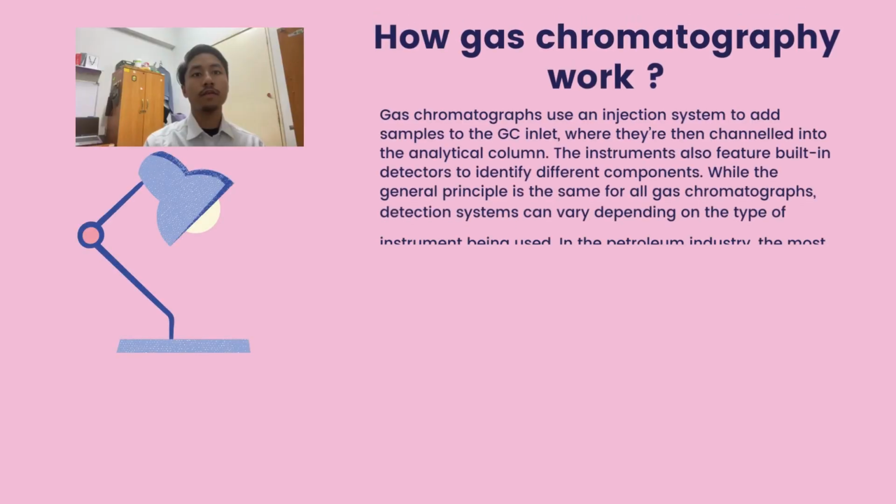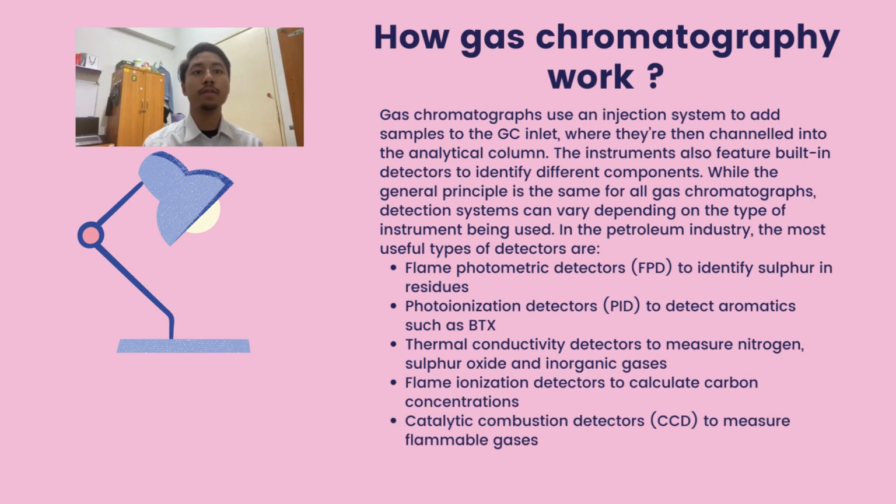A gas chromatograph uses an injection system to add samples to the GC inlet, where they are then channeled into the analytical column. The instruments also feature built-in detectors to identify different components. While the general principle is the same for all gas chromatographs, the detection system can vary depending on the type of instrument being used.